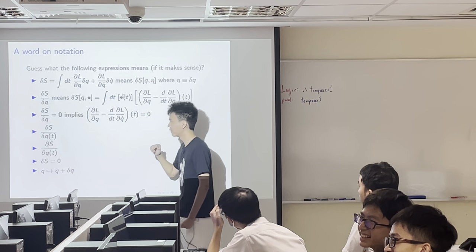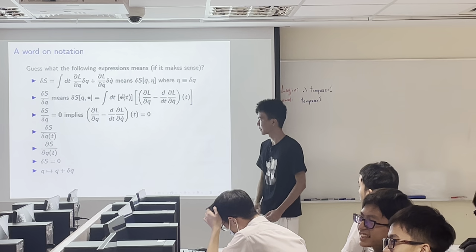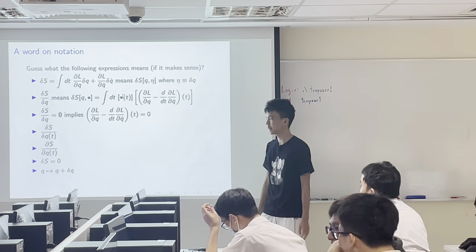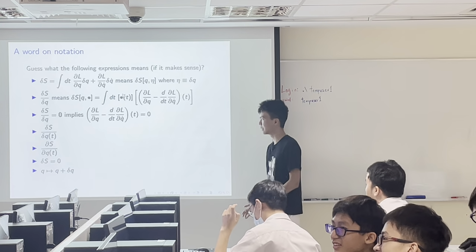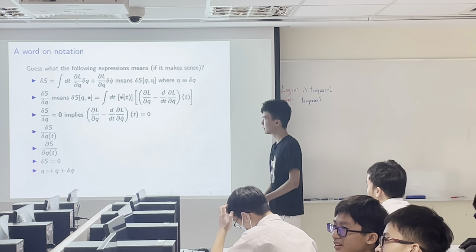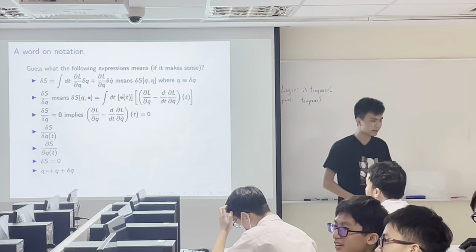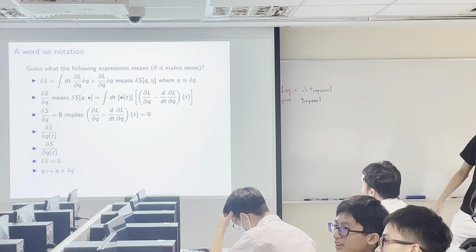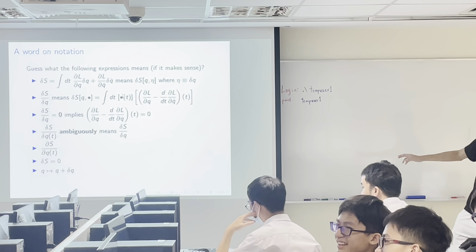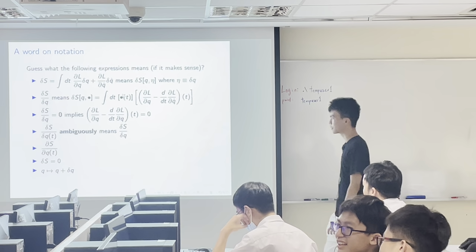So this is how I think of this in terms of infinite dimensional vector calculus, in the mathematical framework. I like mathematical rigor whenever it's necessary. Okay, any questions about this? Okay, so the next thing that they usually write is delta S over delta Q.